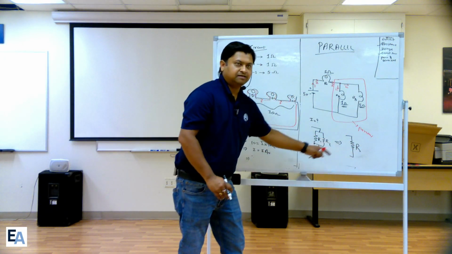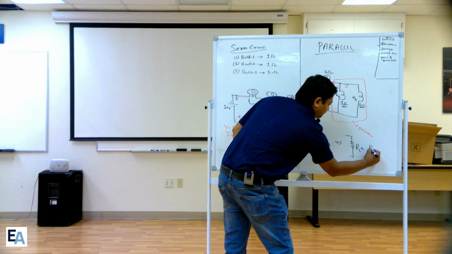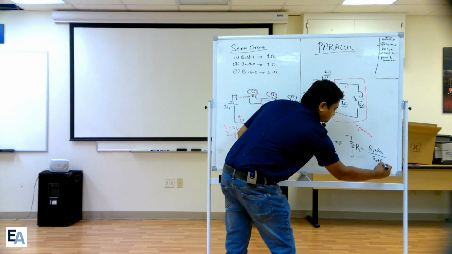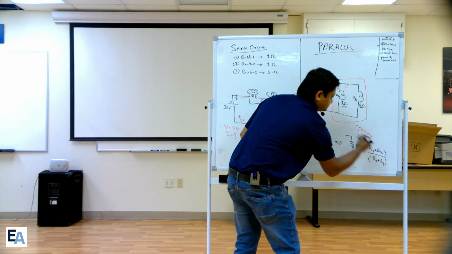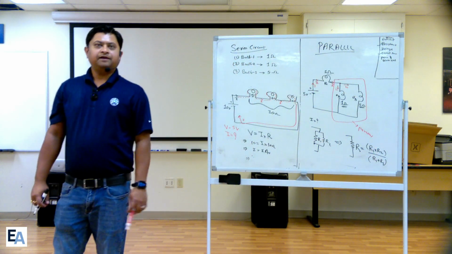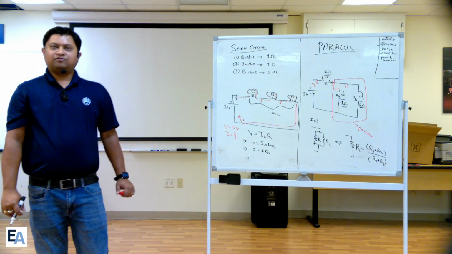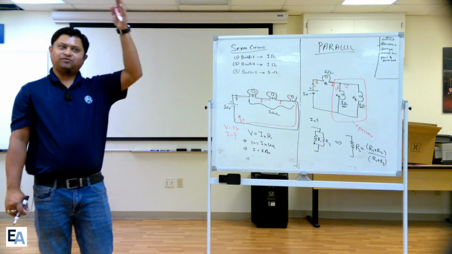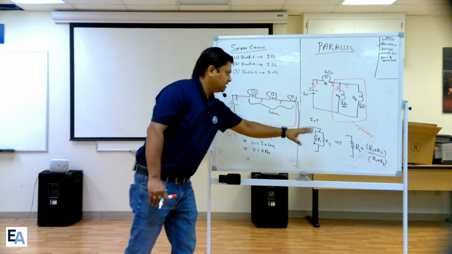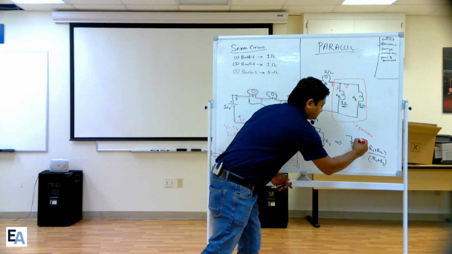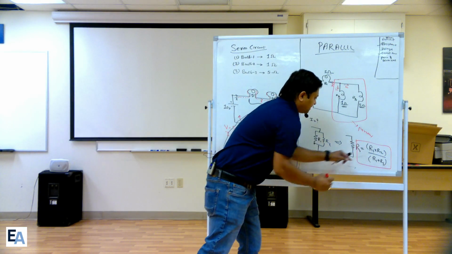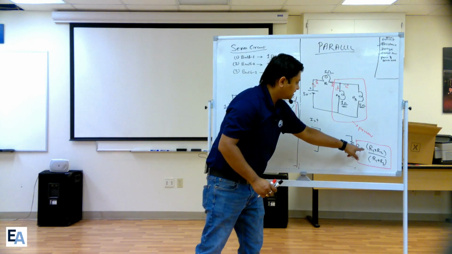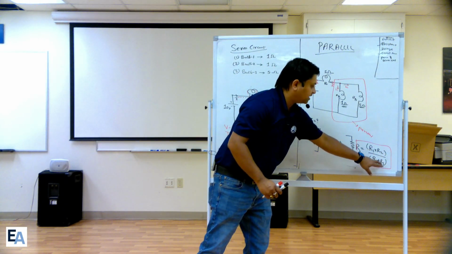So the formula for this is R1 times R2 divided by R1 plus R2. Note down that formula. I'm not going to derive it, because it becomes 1 upon R equals 1 upon R1 plus 1 upon R2, then do the mathematics. I'm not going there. So the effective resistance of two parallel resistances is R equals R1 times R2 divided by R1 plus R2.